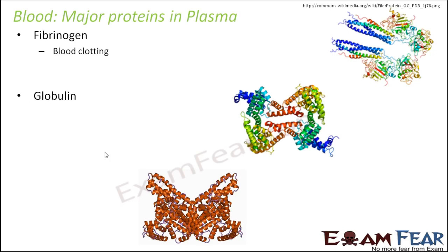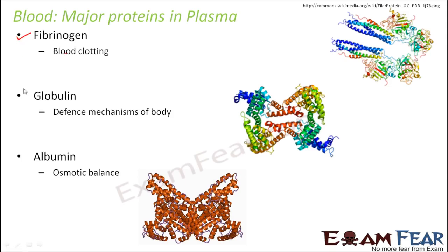Similarly, there is another protein called globulin, and this helps in the defense mechanism of the body. That is, it helps to fight against infection. So that means it helps in the process of defense. And the third major protein is albumin, and it helps in maintaining the osmotic balance, that is the right balance of water. One important point to note here is all these proteins are present in plasma.